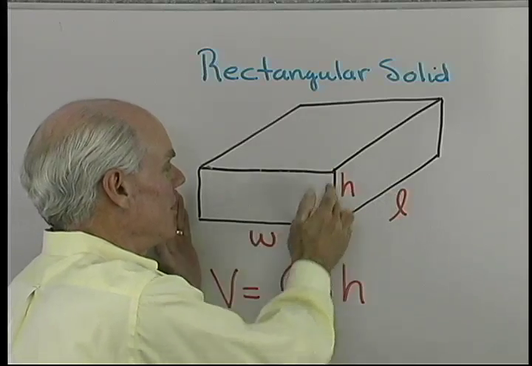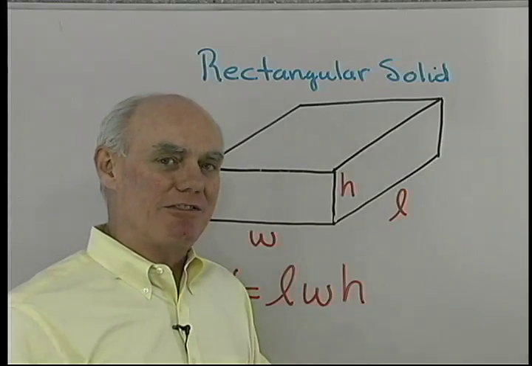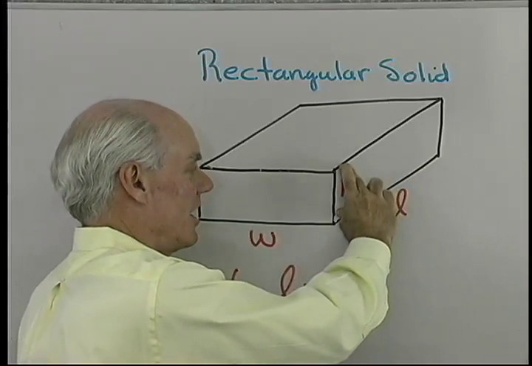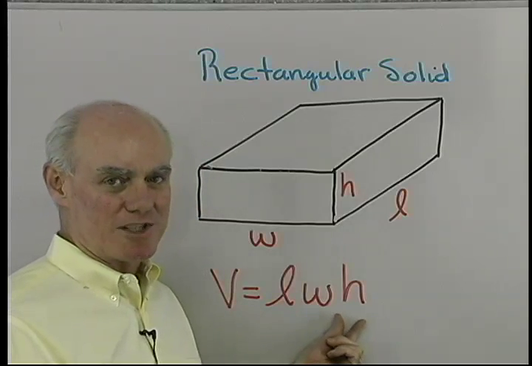All the sides meet each other at right angles, and the volume, or a measure of the capacity of this object, is going to be the product of its width with its length times its height. So for a formula we write volume is equal to length times width times height.